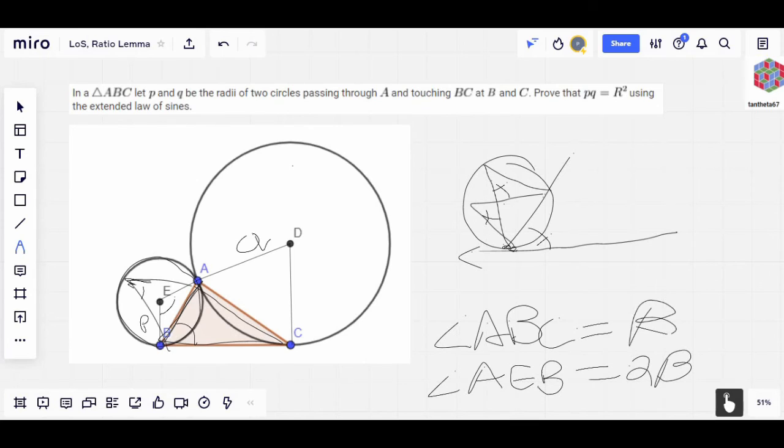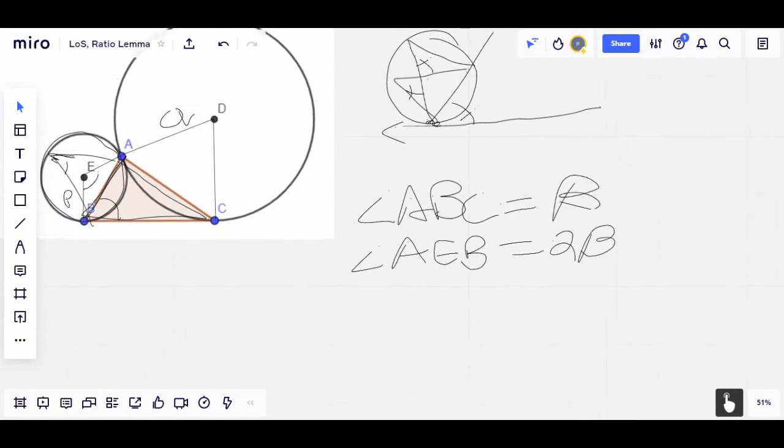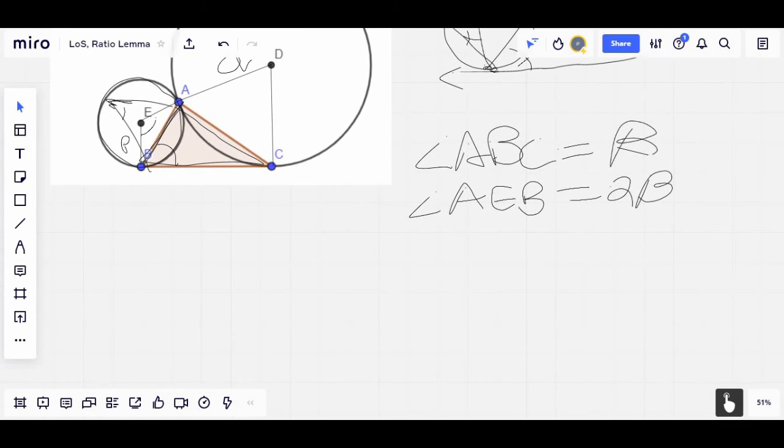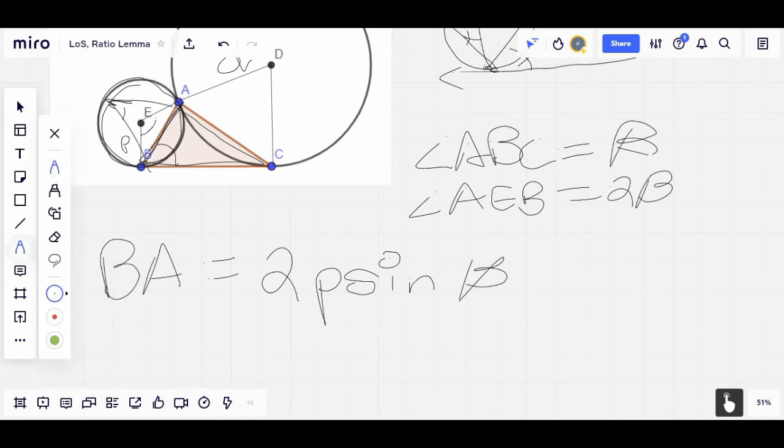And if you recall the proof of the law of sines, we have that BA is equal to 2 times the radius of the circle with center E. This one is P, remember? 2 times P sine of beta. Well, why is this?